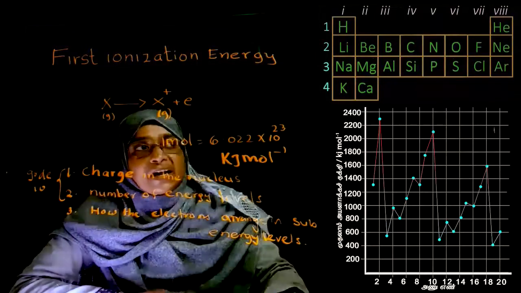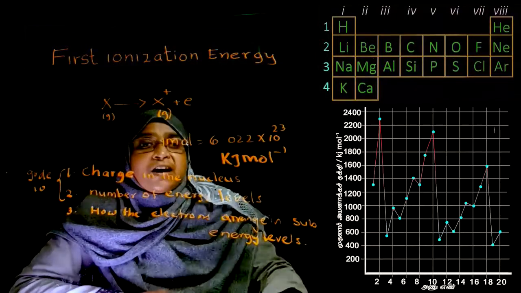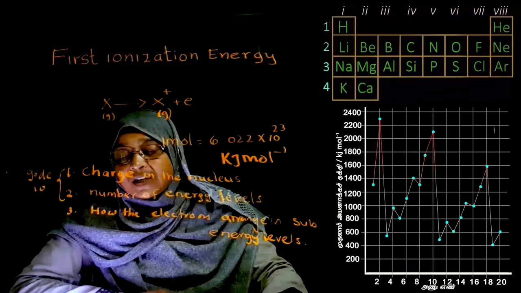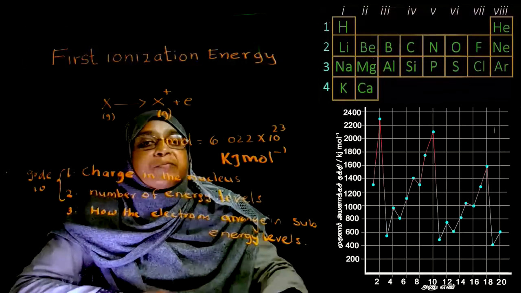Now, in the next class, we will see how the electronegativity varies in the periodic table.